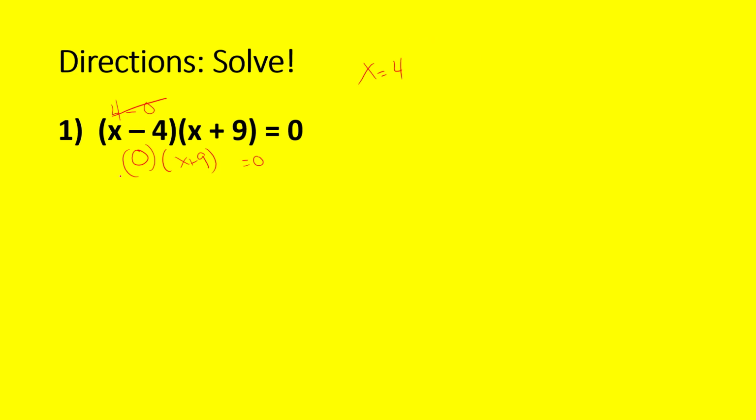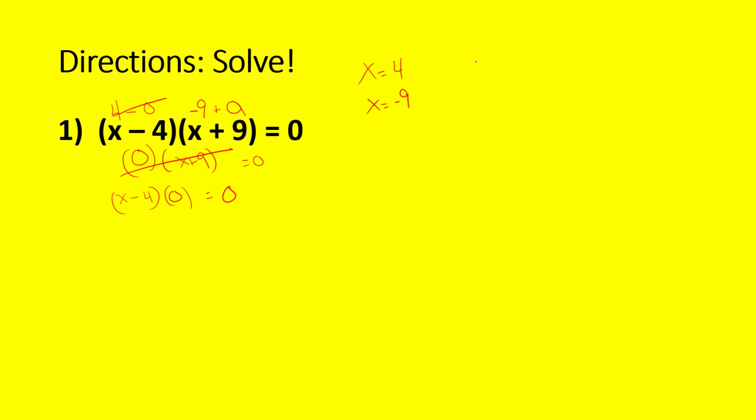Now at the same time, let's get rid of all of that. We can plug in a negative 9 for x, and x plus 9 gives us 0. And if I multiply x minus 4 times 0, we still get 0. So x is equal to negative 9. Now the question becomes, is x 4 or is x negative 9? The answer is yes. It's both.